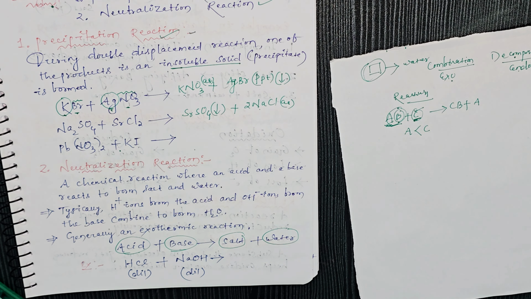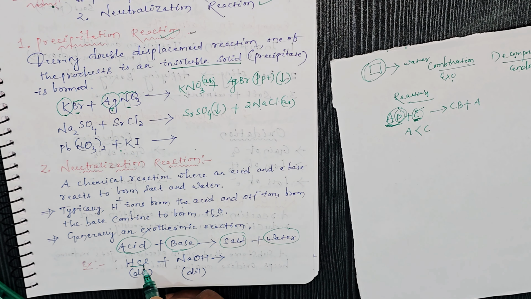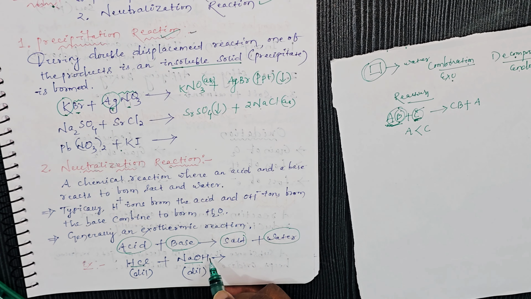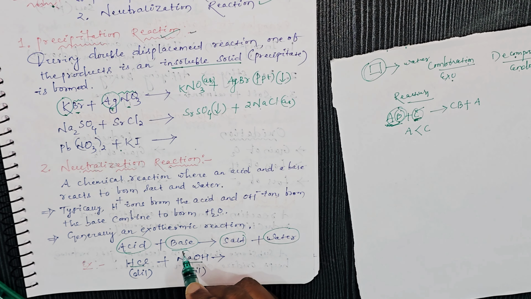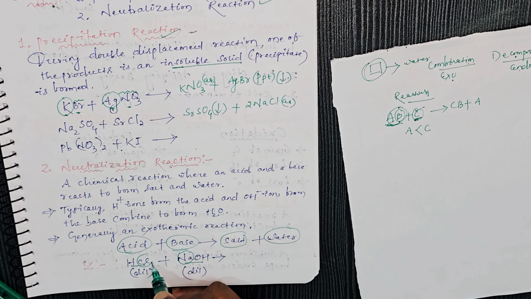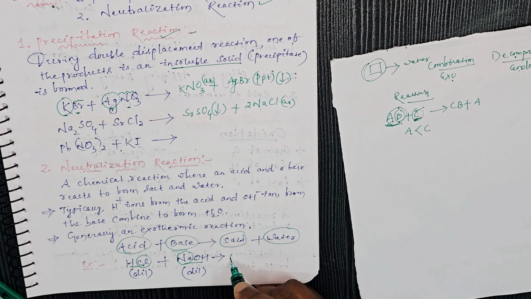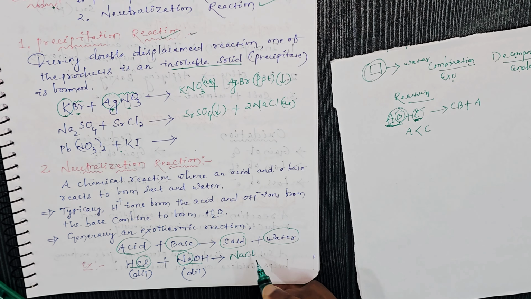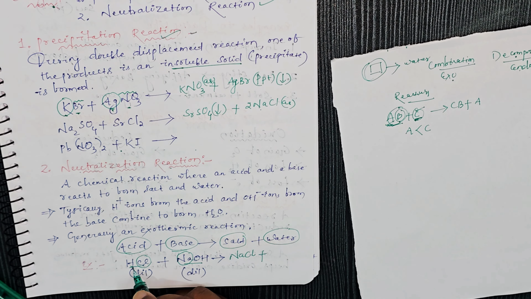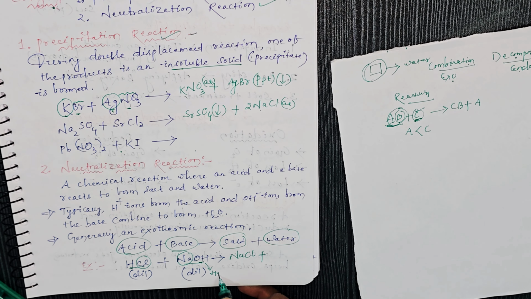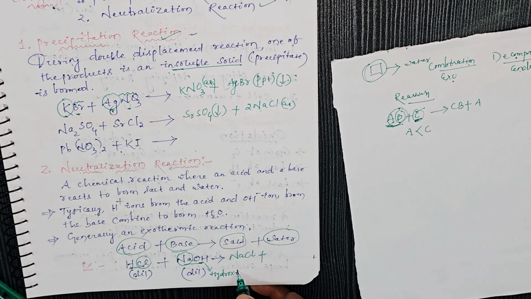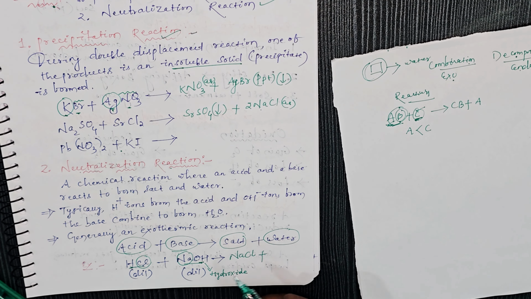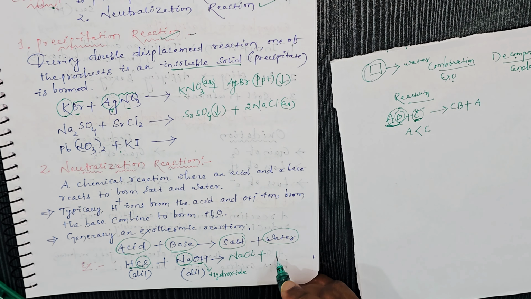So I have taken one example. Let's understand. HCl gives rise to H plus ion, NaOH gives rise to OH minus ion. So the remaining part will be Na and Cl, sodium chloride, that is your salt, NaCl. So whenever hydrogen and this OH, I am writing here hydroxide, whenever these two combine together, they form water.